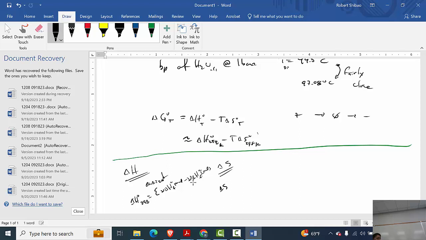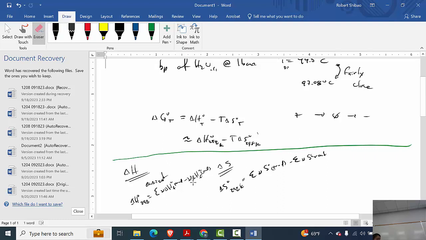What about delta S? Well, delta S is kind of in the same boat. We can calculate delta S at 298 Kelvin. The easiest way is just to use Appendix D. We just sum up the absolute entropies of the products minus the sum of the absolute entropies of the reactants. Delta H, you put products twice. Oh, thanks. Should be reactants.